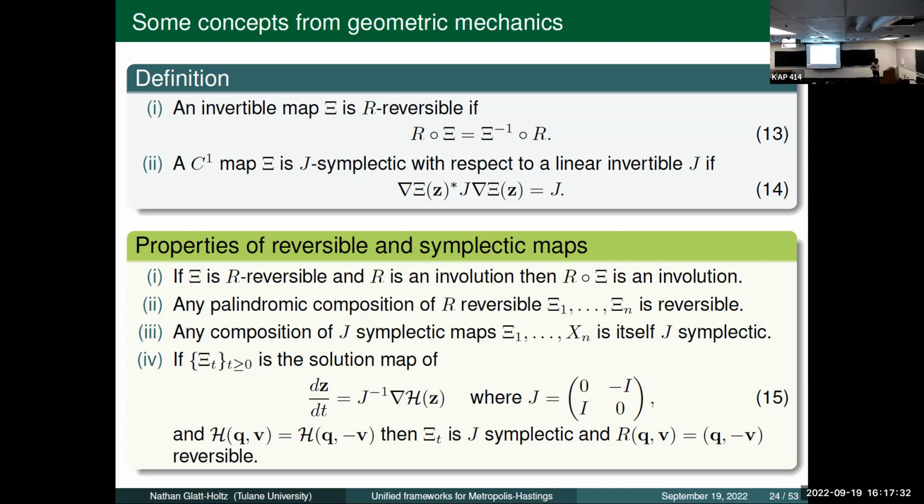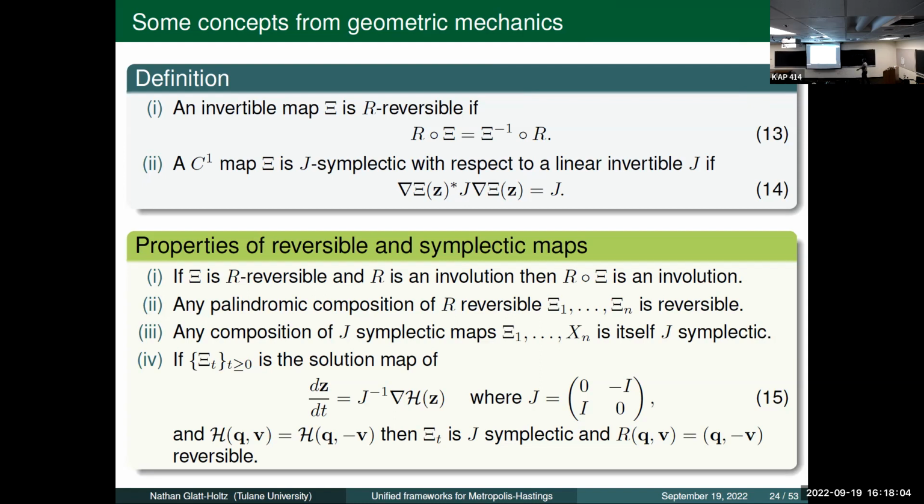Simplicity will serve. And so, so long as R is itself involutive, if your map is R reversible, then R composed with the map is reversible. And then you can do palindromic compositions of a bunch of maps that are R reversible and get another R reversible map. And of course, compositions of symplectic maps are themselves symplectic. Here, again, this should be a phi n.